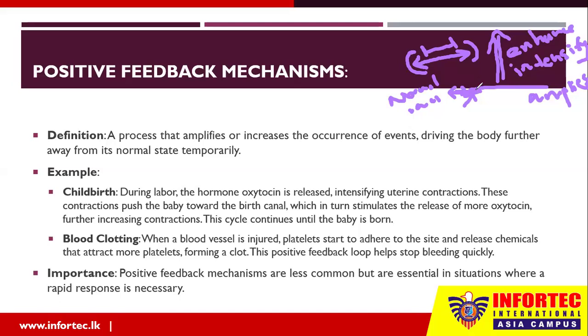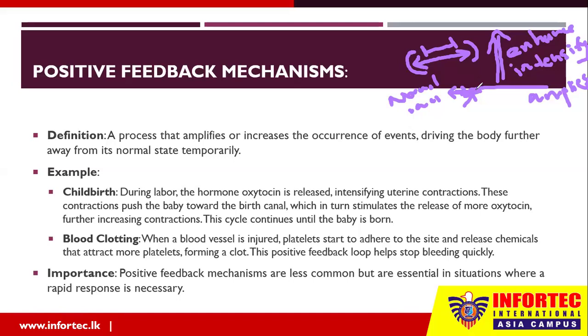So what is the stimulus here? The biological process is childbirth or labor. The stimulus is the pressure caused by the baby, which presses the cervix. As a result, oxytocin will be released. As a result of the oxytocin, there will be stronger contractions. Then because of these stronger contractions, there will be more pressure. If the pressure is more, more and more oxytocin will be released. So this cycle will continue until the baby is born.